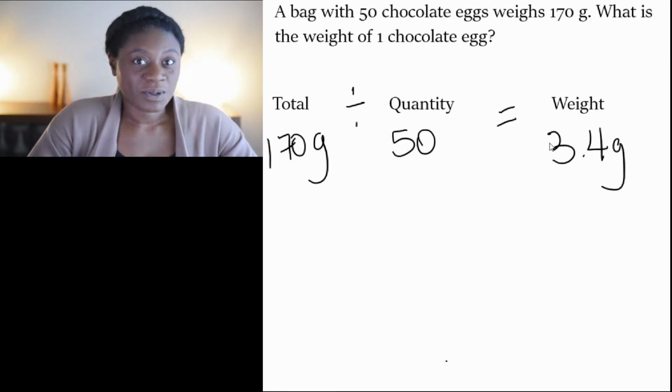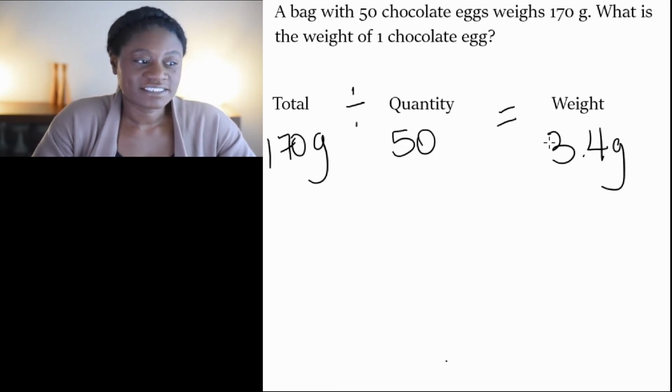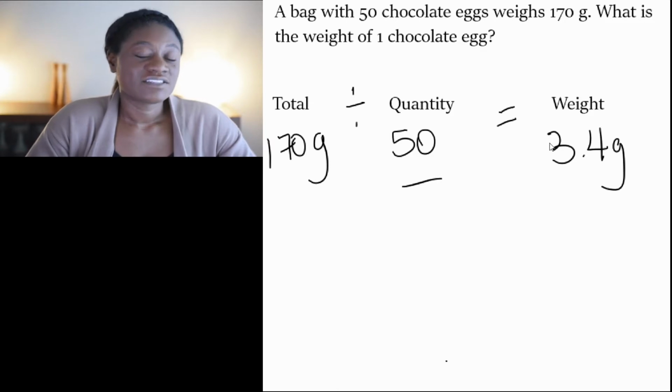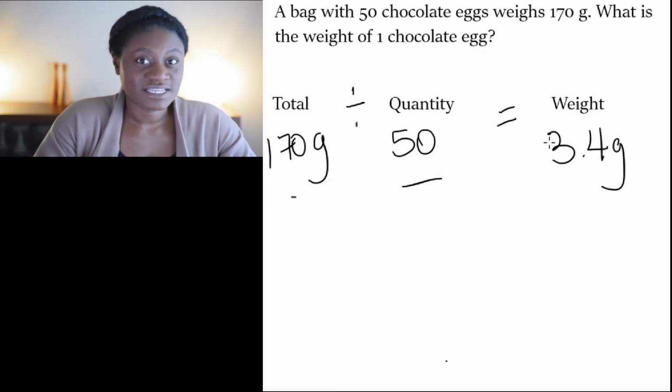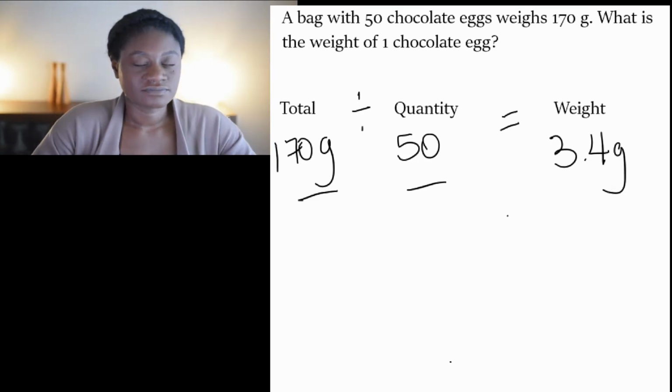If we review our problem, we knew that we had 50 chocolate eggs and that the total amount the bag weighed was 170 grams. By taking 170 divided by 50, we were able to calculate the weight of a single egg. Now let's verify that we arrived at the right answer. We'll look at it the other way.